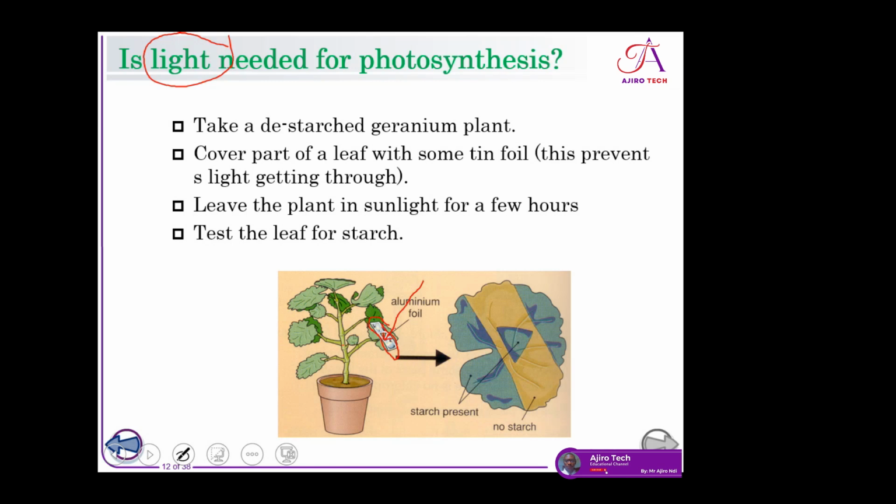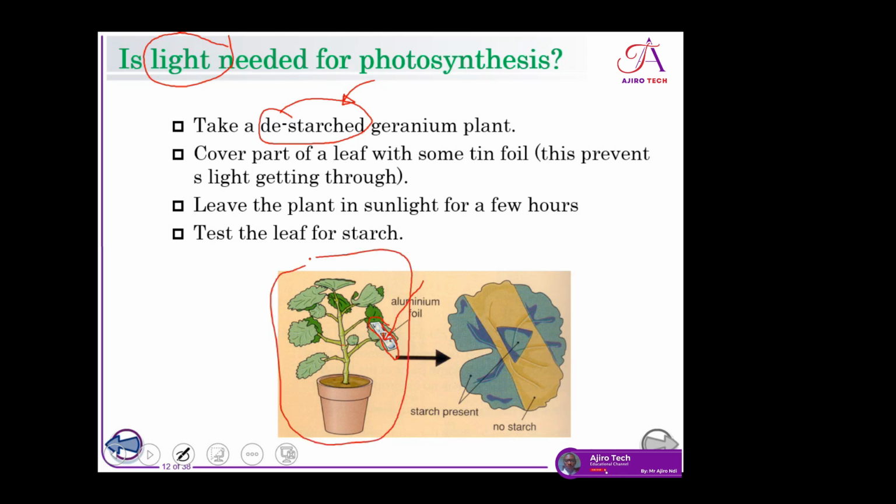But before you do that, you must destarch the plant. That's a term. What do you mean by destarching a plant? Before you can use any plant for this experiment, did you take note of that? Did you learn anything like that? I believe we did this in first term, but we didn't do a practical of it in class. Okay.